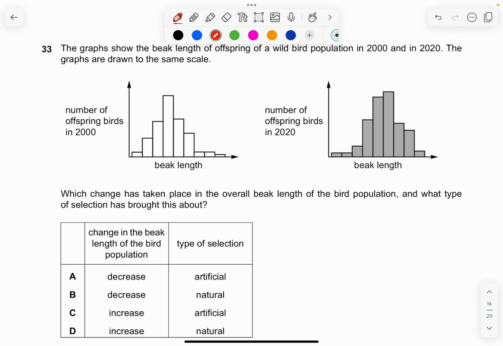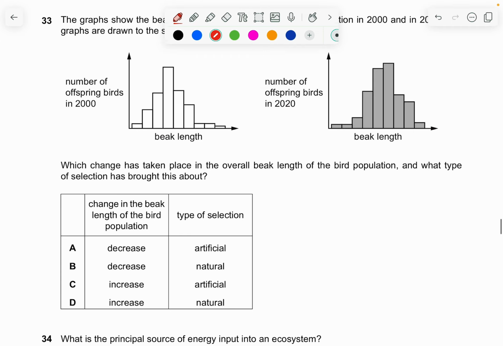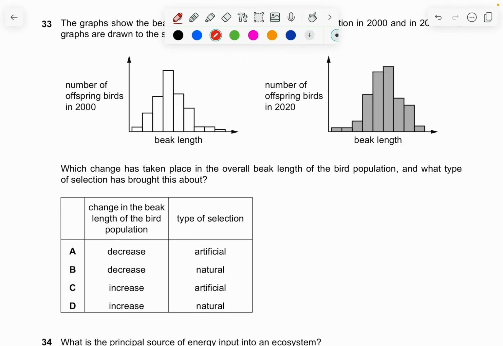Question 33. The graph shows the beak length of offspring of a wild bird population in 2000 and in 2020. The graphs are drawn to the same scale. Which change has taken place in the overall beak length of the bird population, and what type of selection has brought this about? So from here you can see that there is an increase, because from initially this to this, it has moved to the right side.